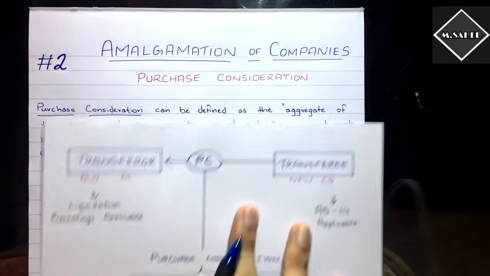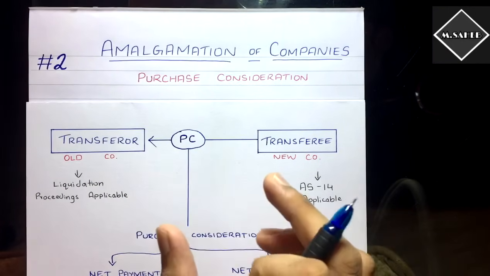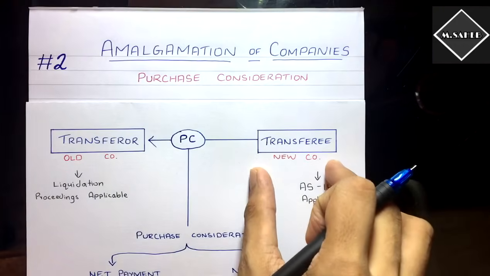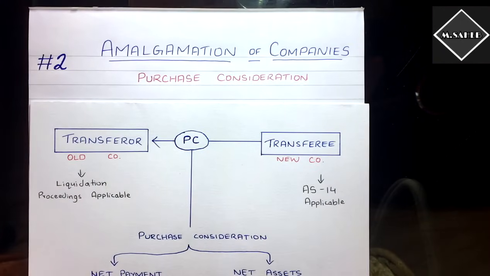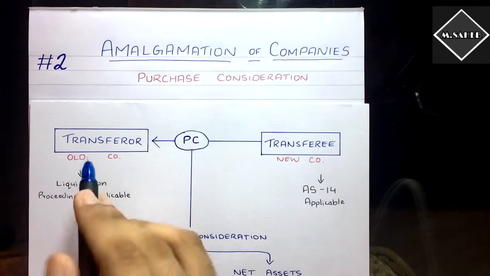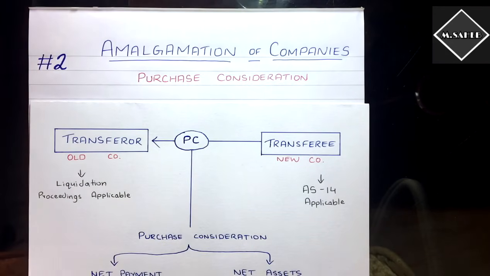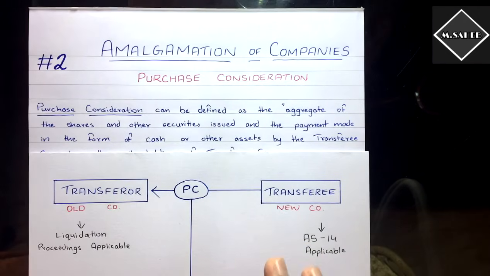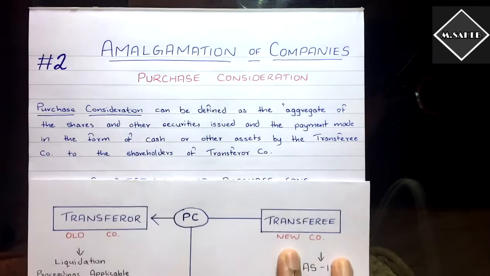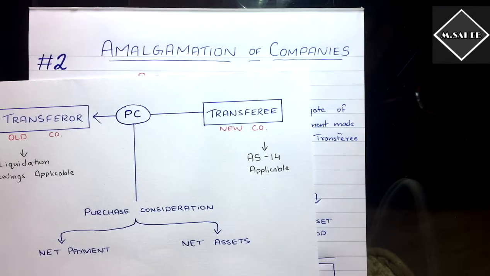So you understood what purchase consideration is. It is something that is payable by the transferee company to the transferor company, the new company to the old company. And to whom is it paid? It is paid to the owners of the transferor company. Who are the owners? The equity shareholders and preference shareholders. This is the definition according to Accounting Standard 14.